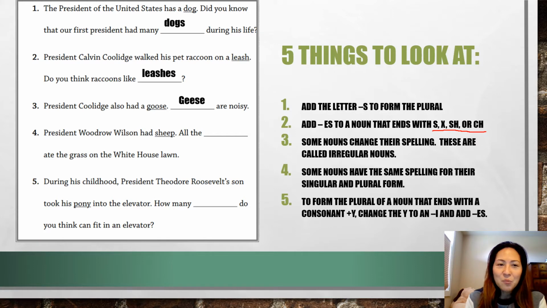Number 4, President Woodrow Wilson had sheep. All the sheep ate the grass on the White House lawn. Now in this one, some nouns just keep the same spelling for the singular and plural form.